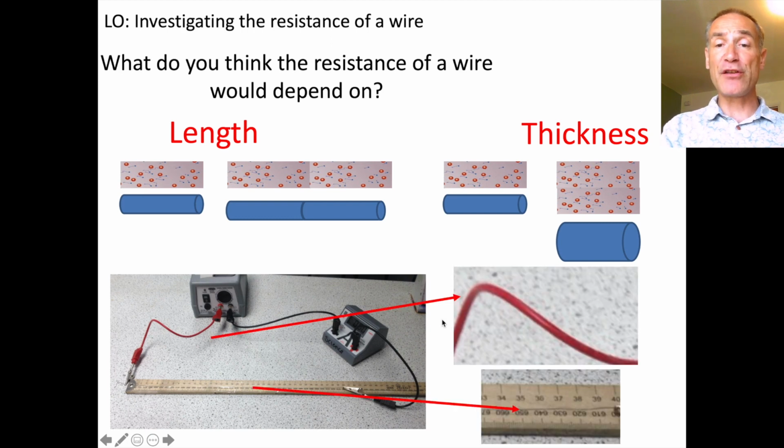Now I just want to show you with this magnified photo, you can see clearly that the connecting wires are incredibly thick compared with the wire that we're going to test. So these connecting wires have very, very low resistance, so won't affect the experiment at all. The only thing that will affect the resistance will be this very thin wire here.